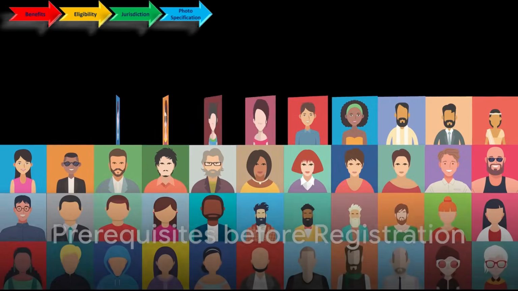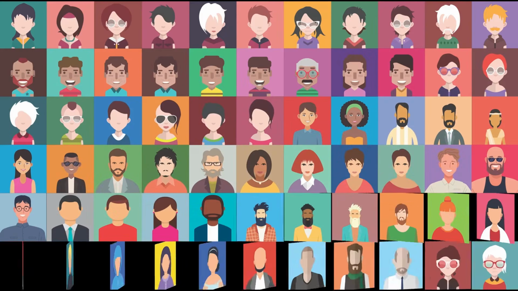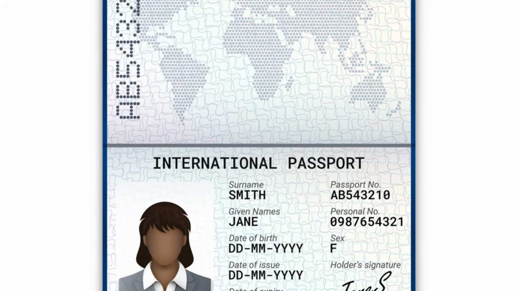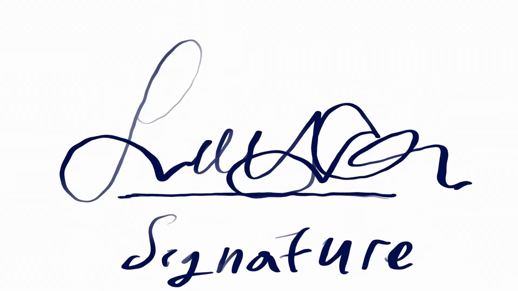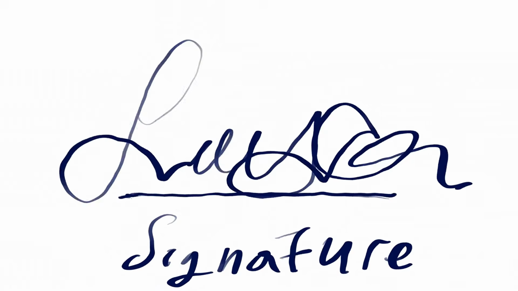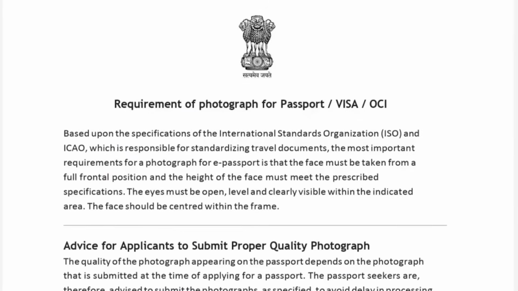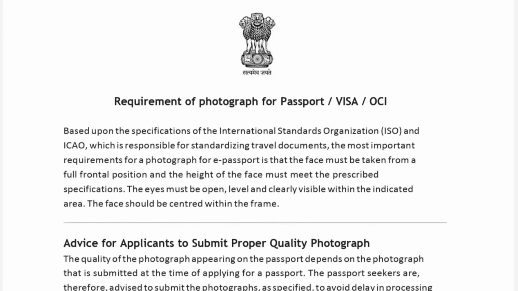Now, before you register to apply for OCI, you must have some documents ready. You will need a passport-size picture and an image of your signature. The maximum size allowed for the images is 1,000 kilobytes. Let's go through the photo requirements.